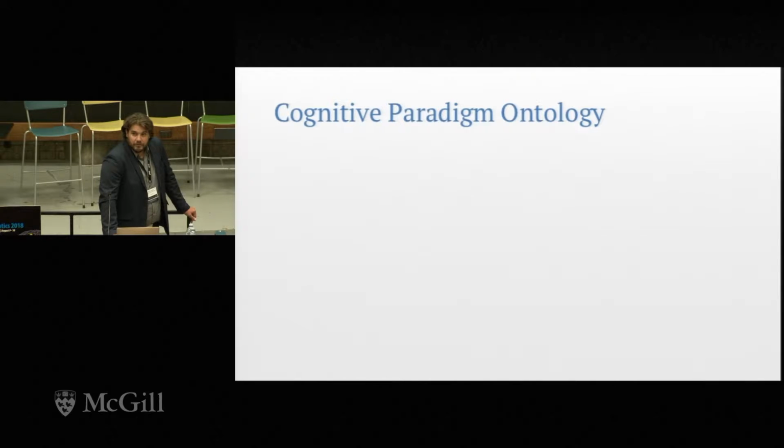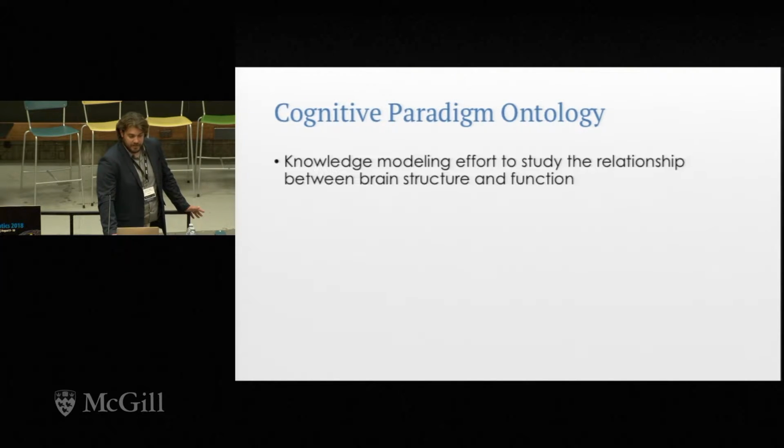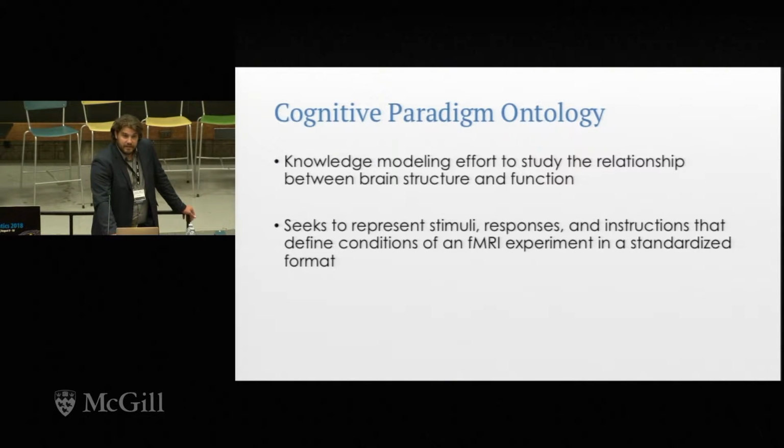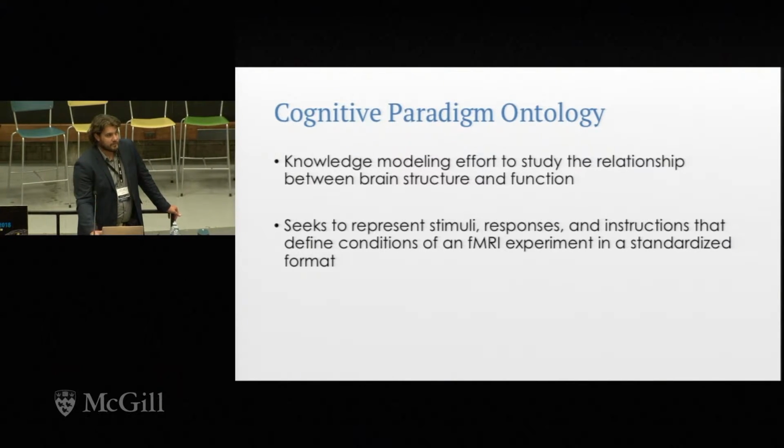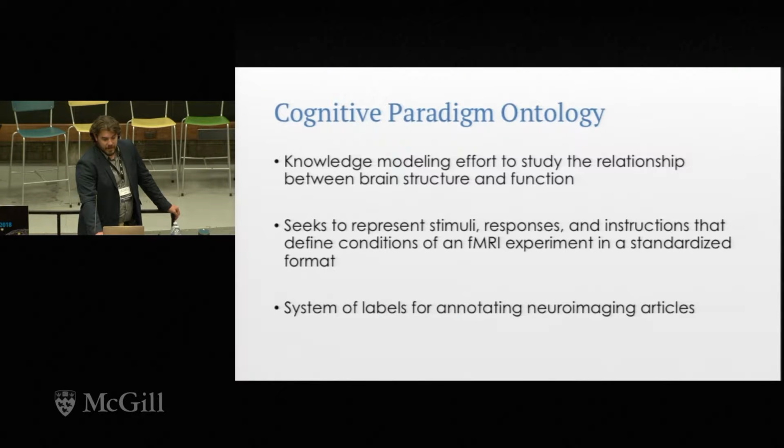You've probably heard the term a few times today. The cognitive paradigm ontology is a knowledge modeling effort to study the relationship between brain structure and function. Basically, it boils down to a set of labels or terms meant to represent the stimuli, responses, and instructions that define conditions of an fMRI experiment in a standardized format. Another key word there, standardized. It is also a system of labels for annotating neuroimaging articles. So you can take a neuroimaging article that did a series of fMRI experiments and assign these CogPo labels manually.